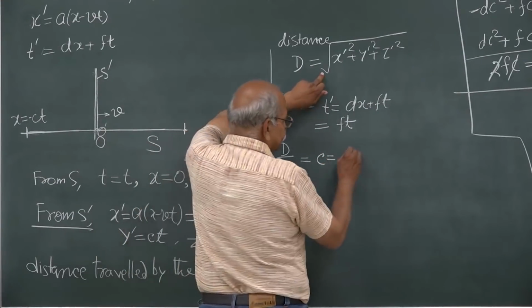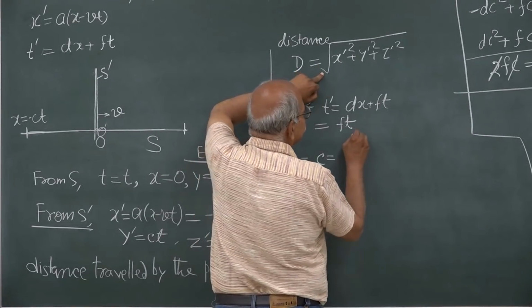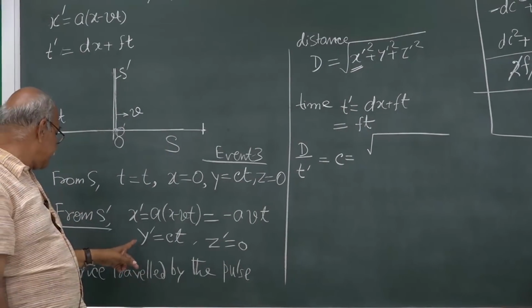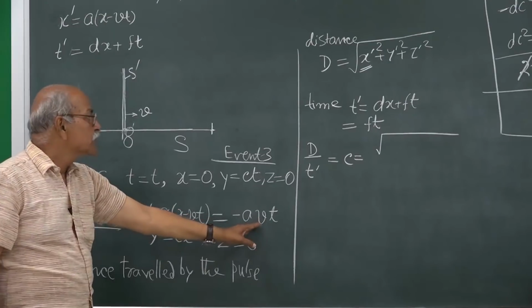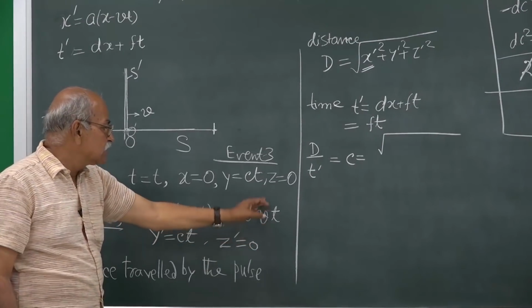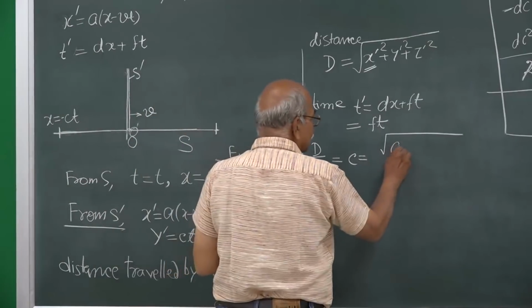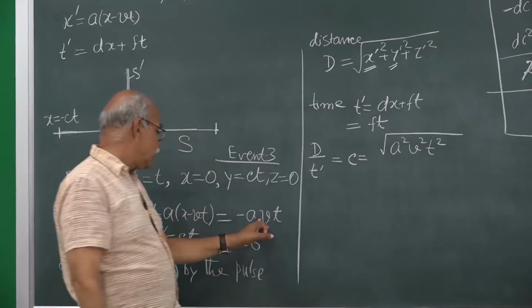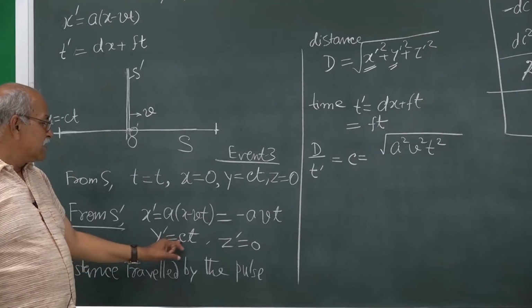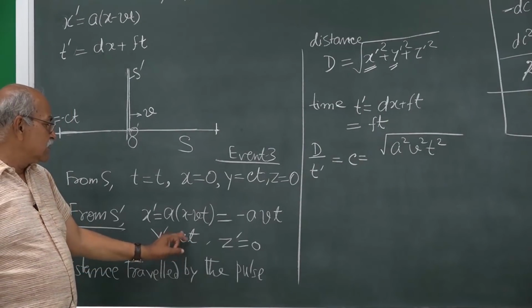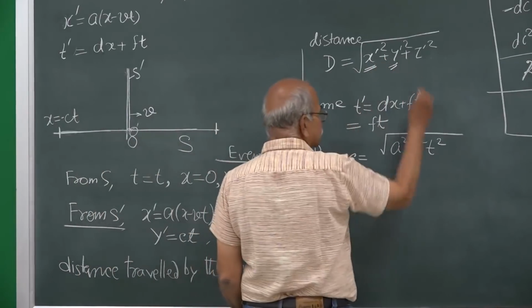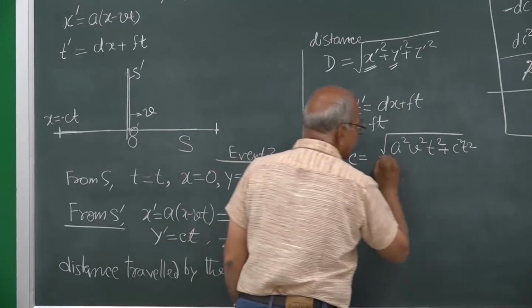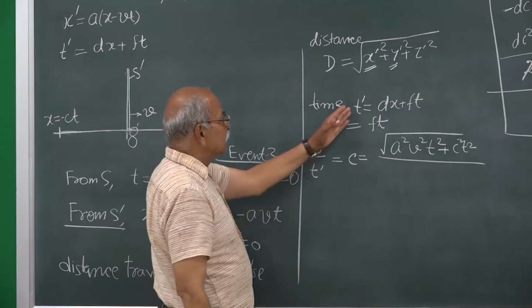and that should be the square root of, what is x prime? X prime is here, minus a v t. So, x prime square is a square v square t square. What is y prime square? What is y prime? Y prime is c t. So, y prime square is c square t square. So, plus c square t square, and z prime is 0, and that divided by t prime, and t prime is f into t.